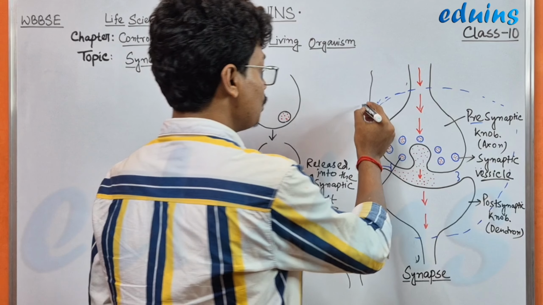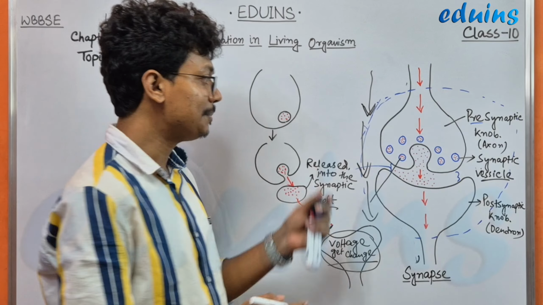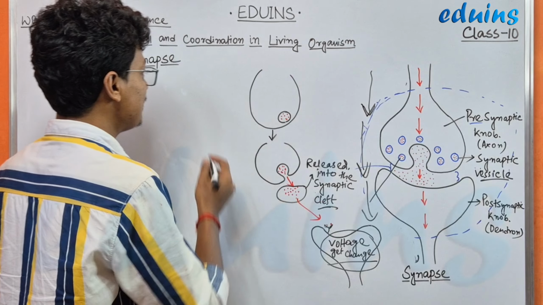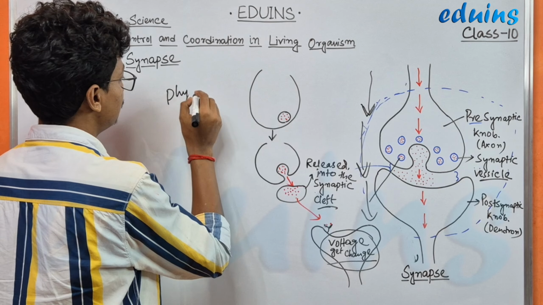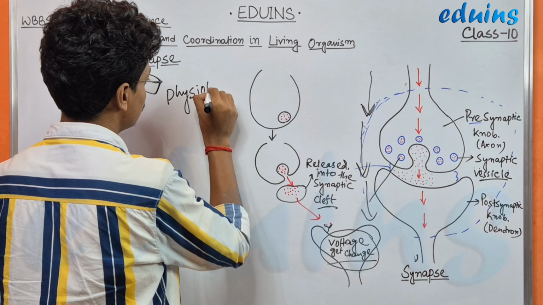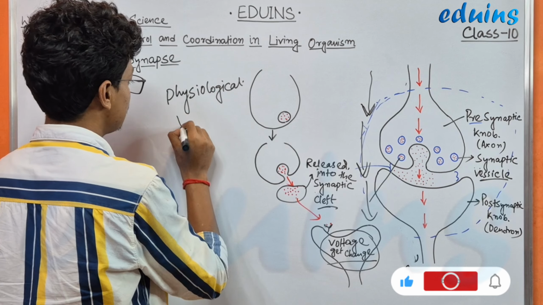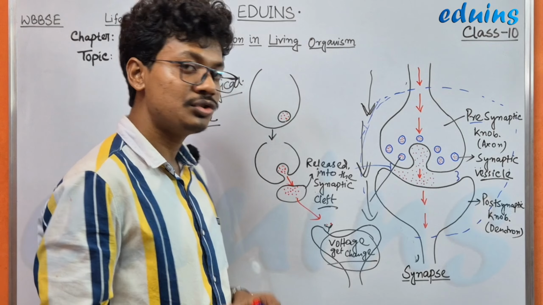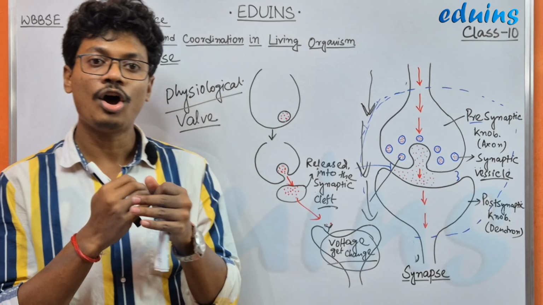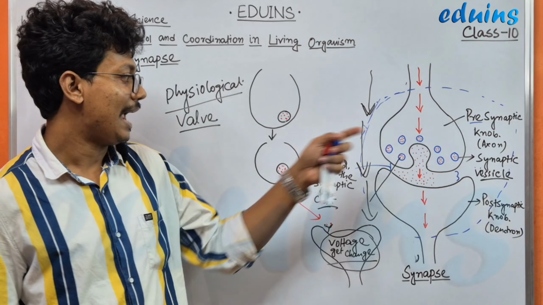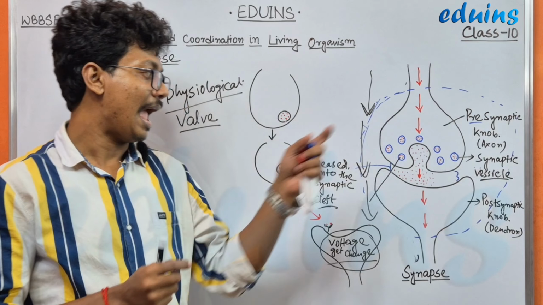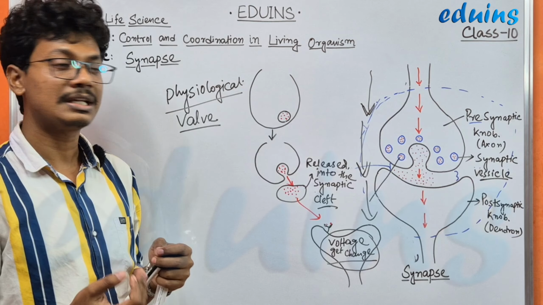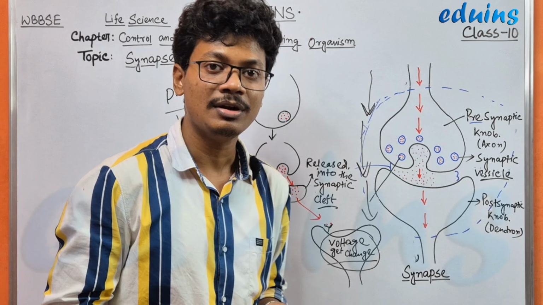So this is about the synapse and its function. That's why the synapse is known as the physiological valve. What is the function of a valve? It releases the chemical or anything in one-way direction, and transmission at the synapse happens in only one direction. That's why it is known as the physiological valve. So this is all about the synapse.